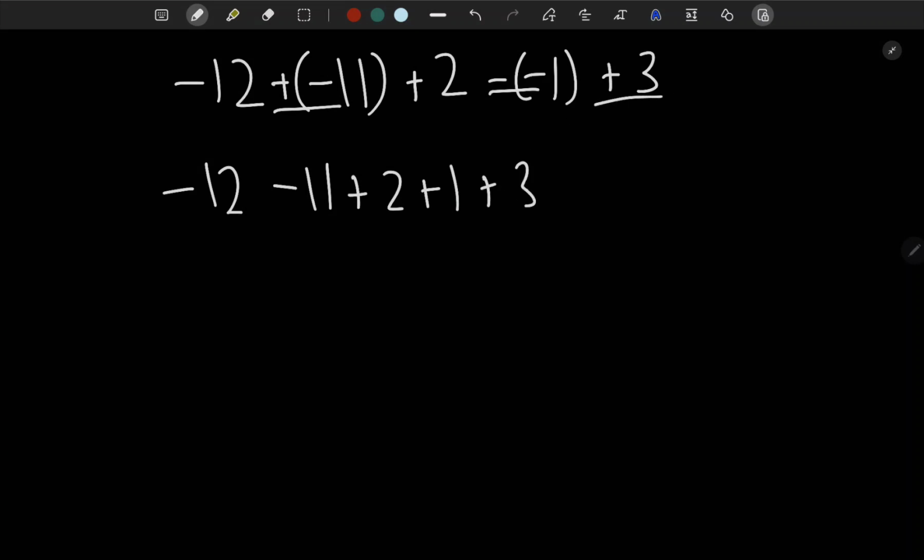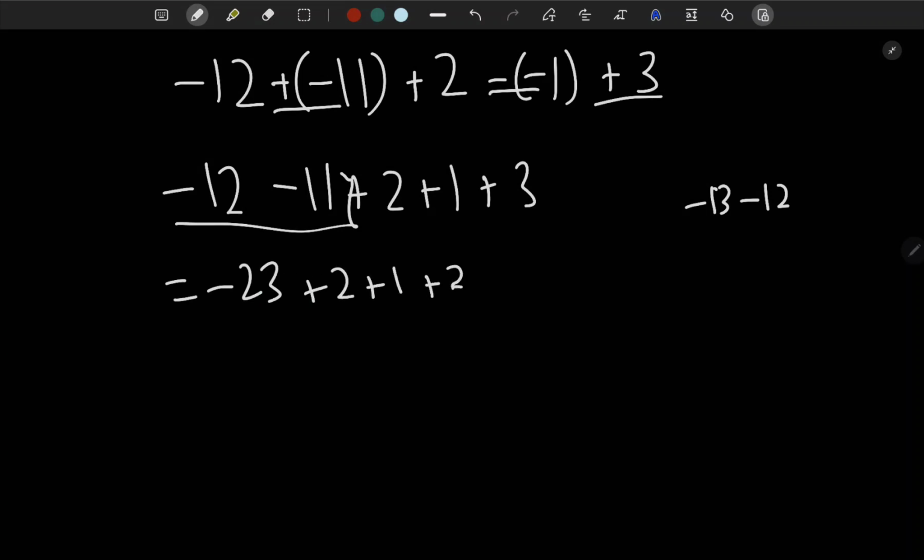And now we can start simplifying this. So minus 12 minus 11 is going to be going back from minus 12. So minus 12 is right here, and we need to go back 11 times. So minus 13, minus 14, until you reach minus 23. So this part here is going to be equal to minus 23 plus 2 plus 1 and plus 3.